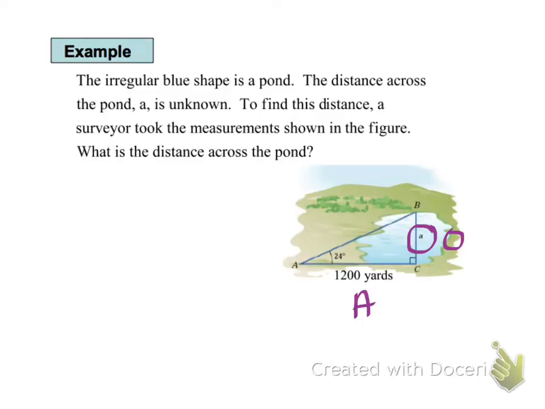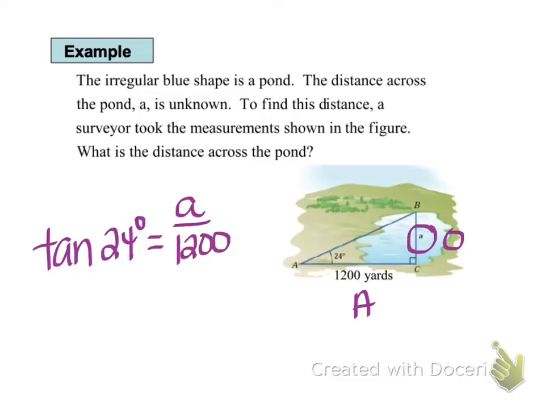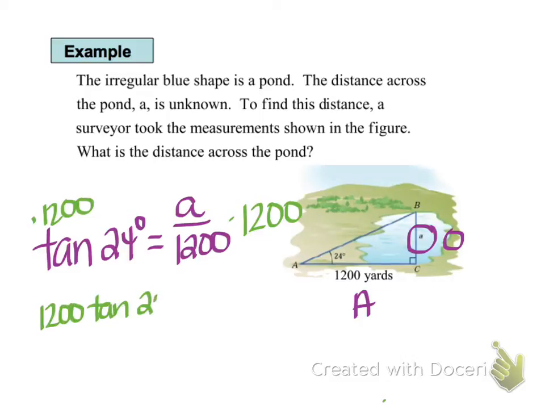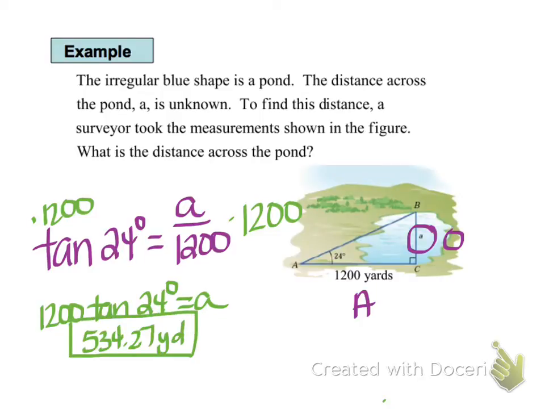So in terms of our angle, we're trying to find the opposite side, and we're given the adjacent side. So hopefully you're thinking we should use tangent. So we'll say the tangent of that angle is equal to our opposite A over 1,200 yards. And now we're trying to solve for A, so we're going to multiply both sides by 1,200. When I do that, 1,200 times the tangent of 24 degrees will become my answer. And I'm going to punch this into my calculator, making sure I'm in degree mode, and I get 534.27 yards.